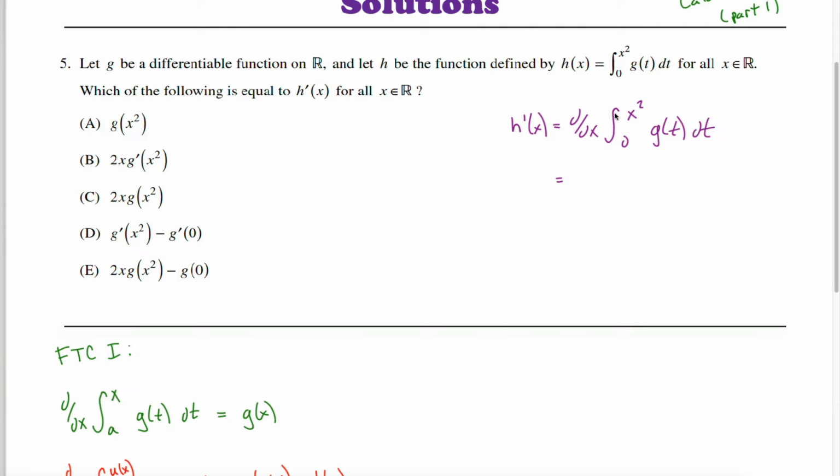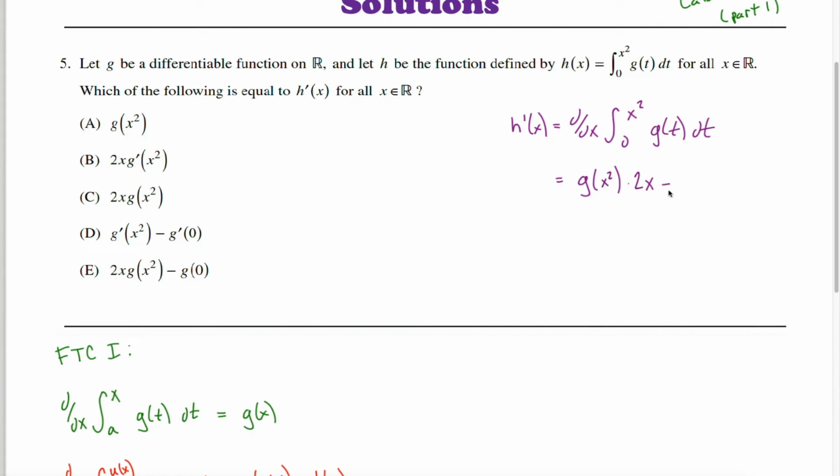The derivative and the integral kind of sort of cancel out. We leave our little g here, but then we replace the variable t with whatever we see right here, x squared in this case. Oh, but then we're not done because there's a hidden chain rule somehow. So we have to multiply by the derivative of x squared, which is 2x.